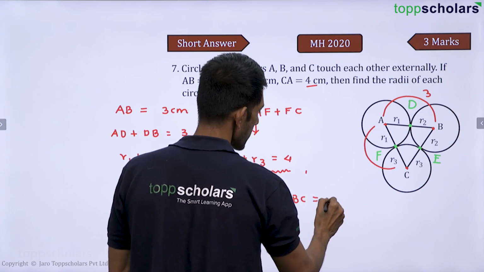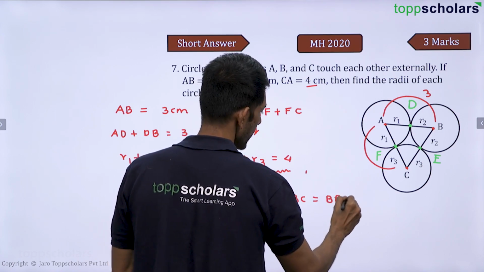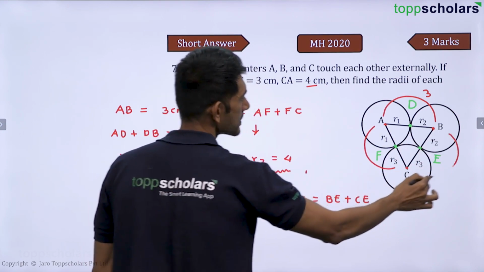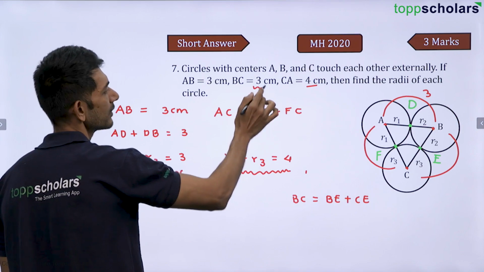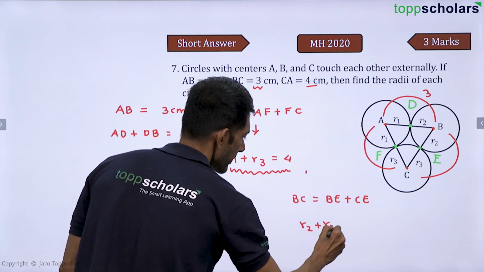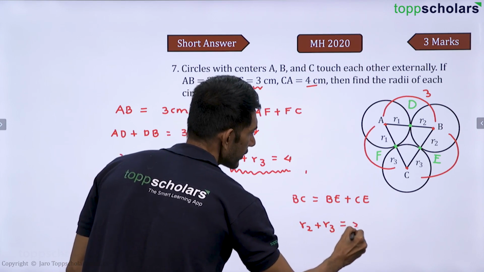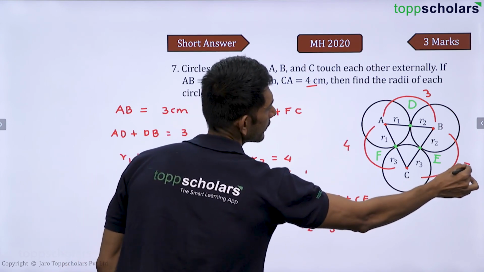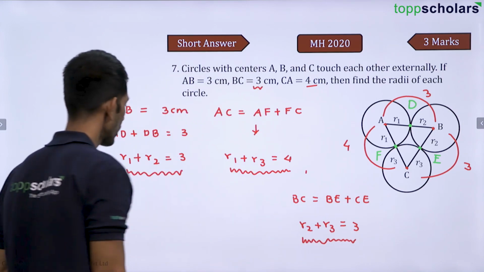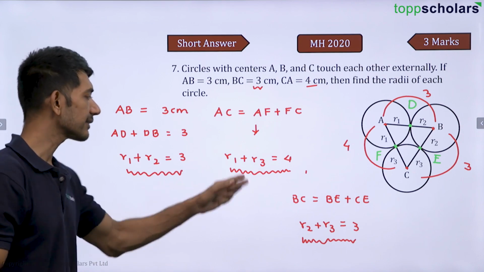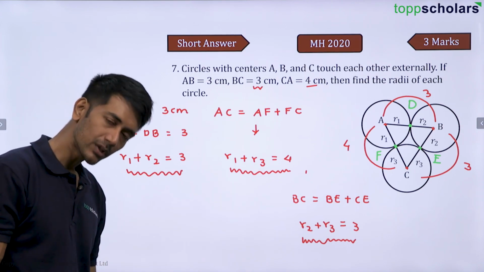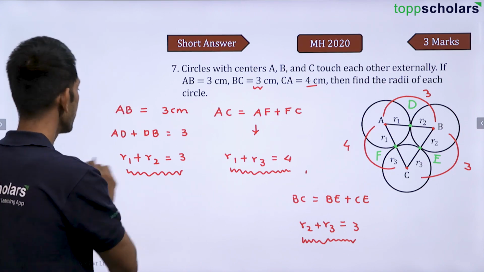BC is equal to BE plus CE. But BC is how much? BC is 3. So R2 plus R3 is 3. So this is 4. This is 3. So whatever I have underlined here, these are the 3 important results for us. So we're going to use these results to find out the values of R1, R2, R3. Okay, let me just write it down first.